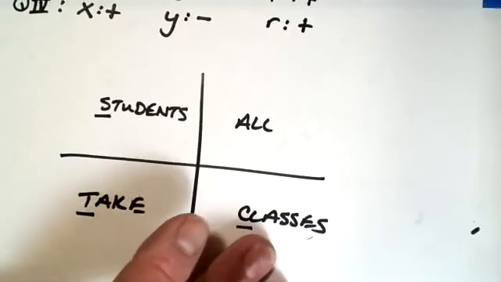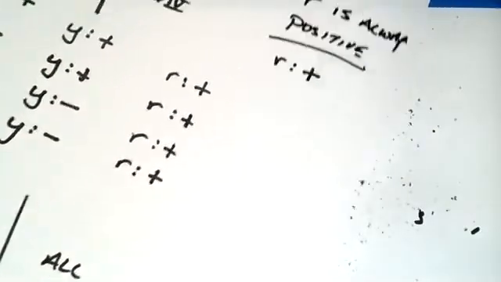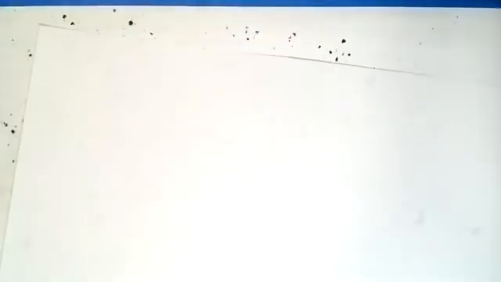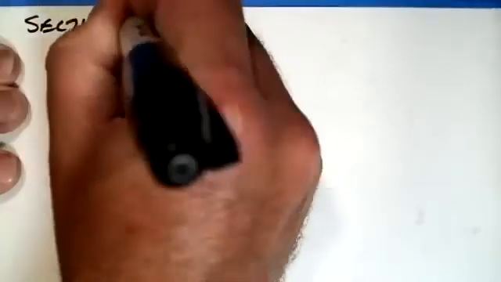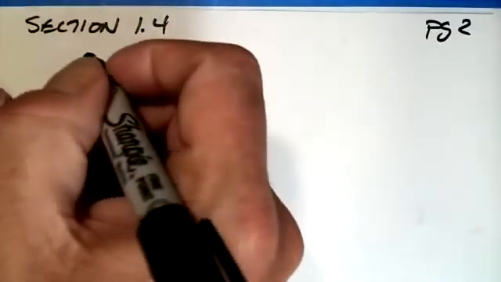The next, and like I said, 1.4 is a whole big grab bag of stuff. So I think what I'm going to talk about now is the range of these functions. 1.4, page number 2. So the ranges of the functions.